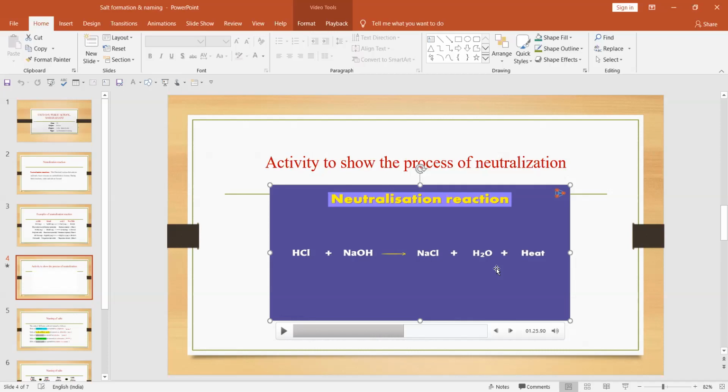In the container in which you are mixing this, the container becomes very hot. Why? Because the heat will be absorbed by that particular container. So while performing this reaction, various precautions have to be maintained, because there is a chance that because of this heat, you might burn your hand. Okay, so that's why.